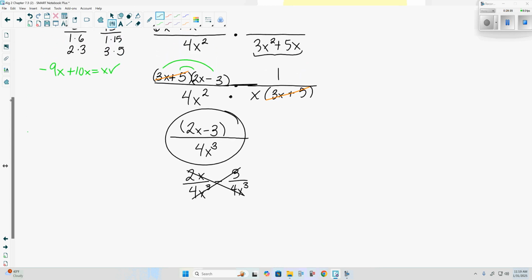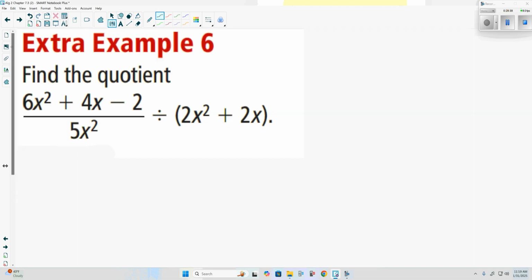Questions on this here? We're going to look at one more. Do we want to look at example 6, or this one, or the next one? All right.